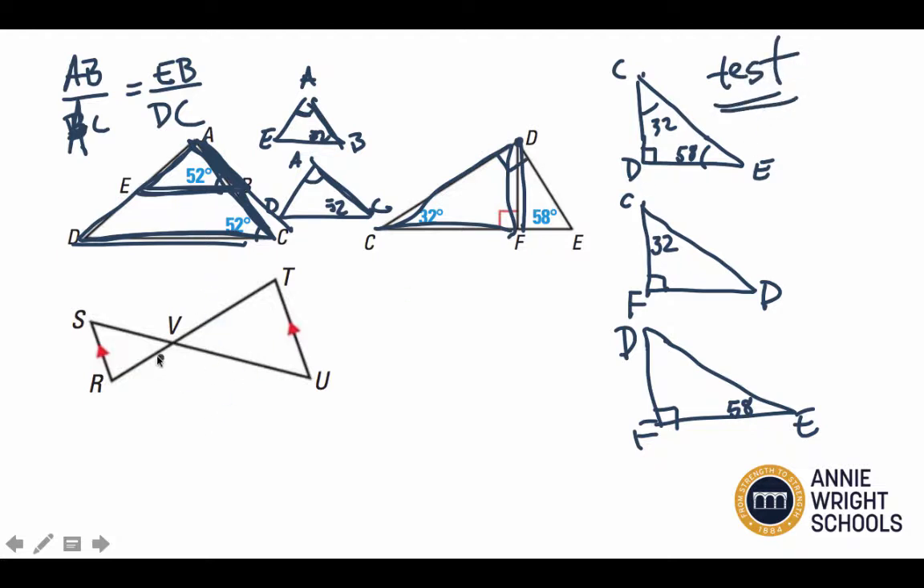And then this one here, we've got vertical angles and then we have parallel lines. So we have this. Remember, alternate interior angles. So it would be triangle SVR is similar to triangle UVT. So notice SV is proportional to UV, VT is proportional to VR, and SR is proportional to UT. And notice how the letters go in that order.